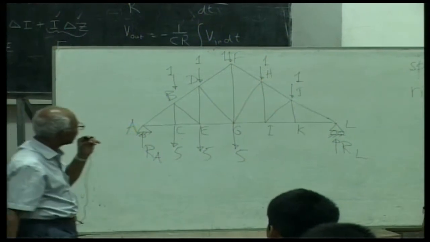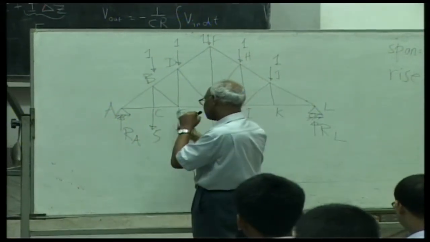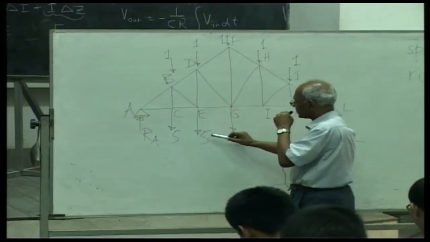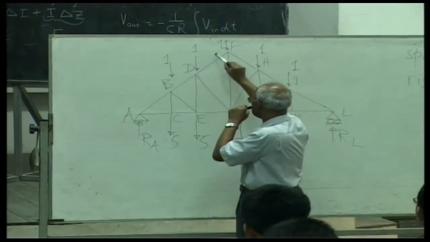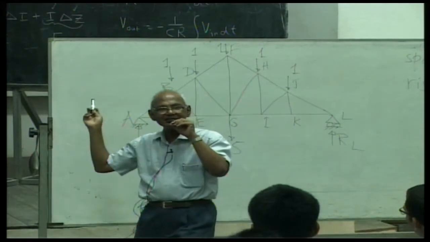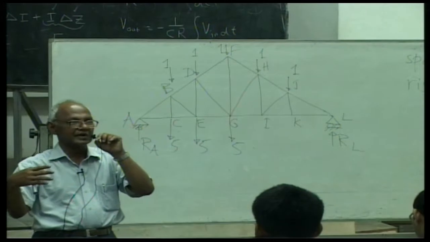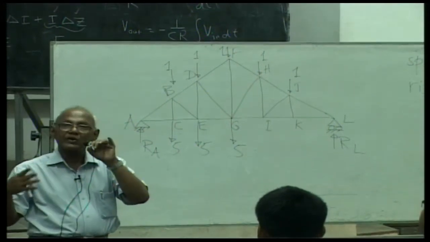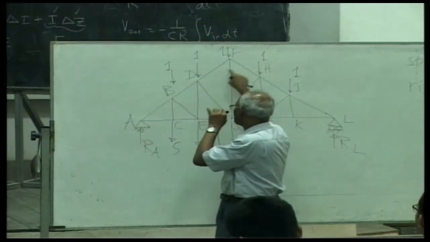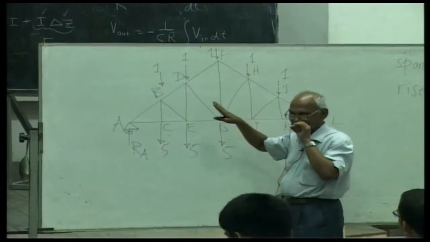Then we can take moments about L and find RA, or we can just resolve vertically. RA plus RL equals 5 plus 5 plus 5 plus 1 plus 1 plus 1 plus 1 plus 1, right? Normally, now I told you about idealization, right? When we analyze these trusses, the truss itself has a load, so the truss load also is divided into the loads that are coming at those points. At the moment, you don't need that.